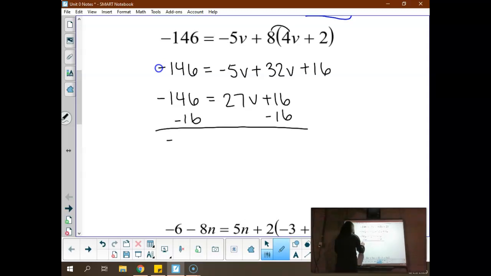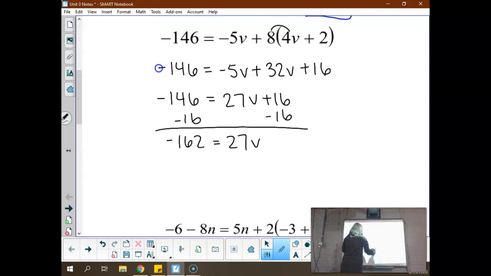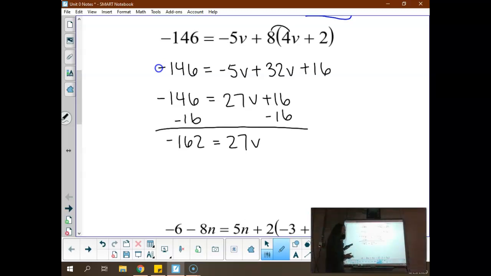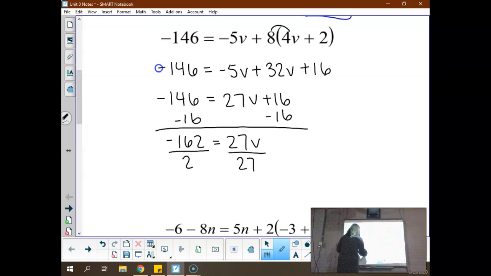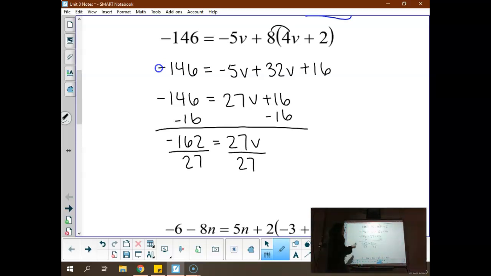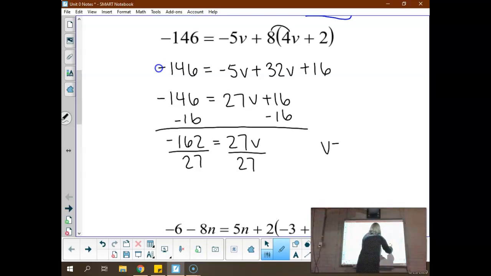Is negative 162, and that equals 27V. From here, I'm going to divide by 27 on both sides. And I end up with V equals negative 6.